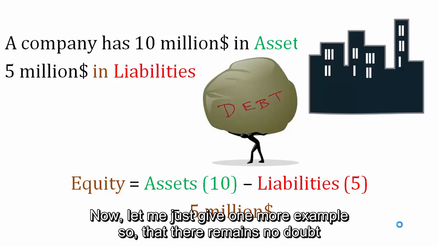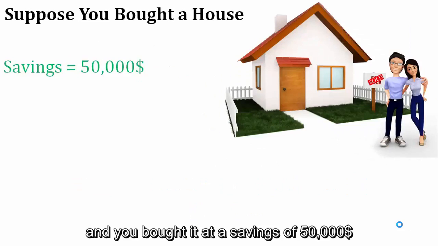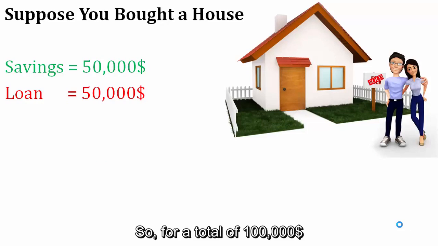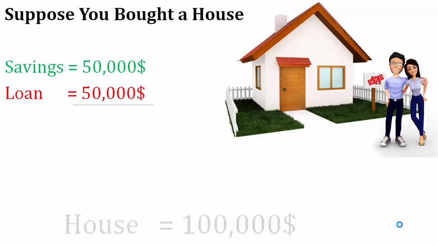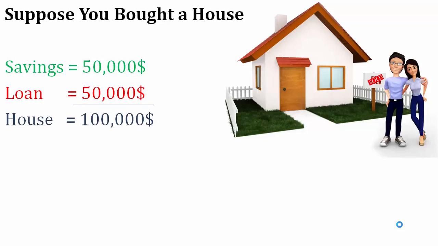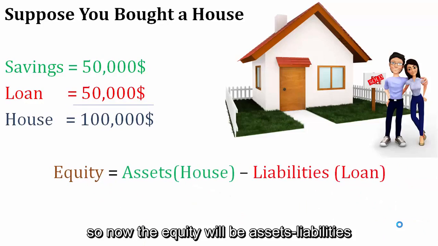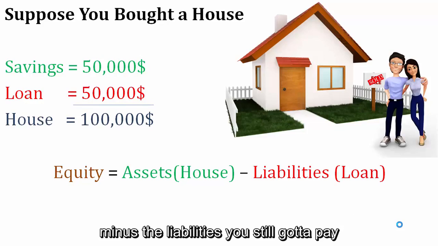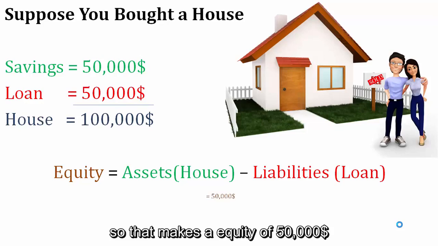Now let me just give you one more example so that there remains no doubt. So suppose you bought a house and you bought it with savings of $50,000 and also took a loan of $50,000. So for a total of $100,000, you bought a house. So now the equity will be assets minus liabilities. That is $100,000 as the house you own minus the liabilities you still have to pay. So that makes equity of $50,000.